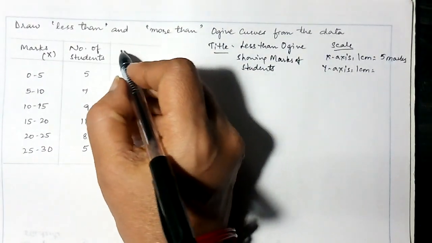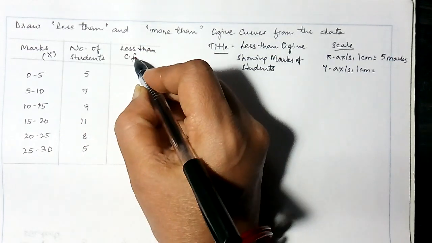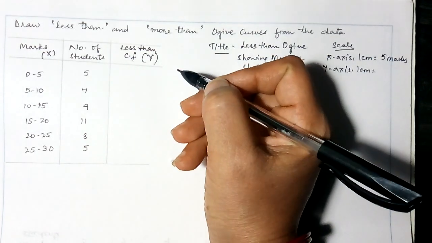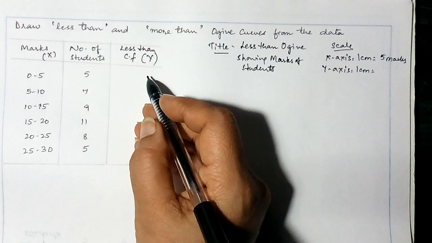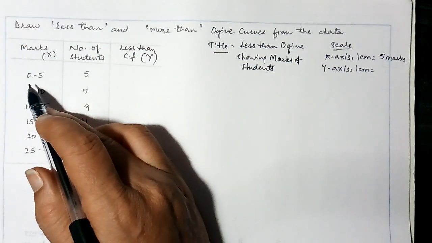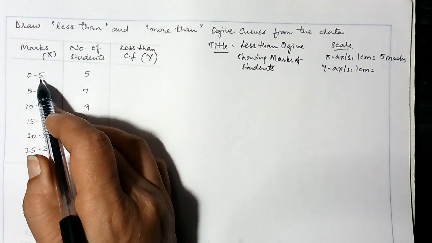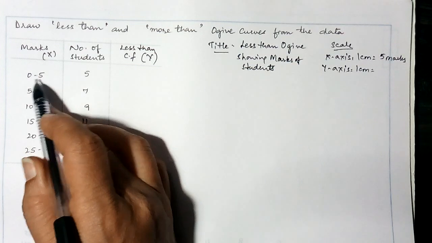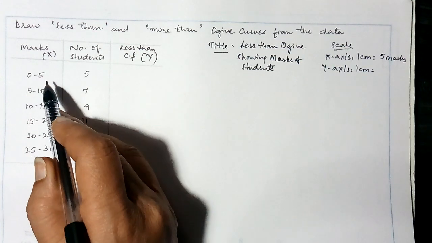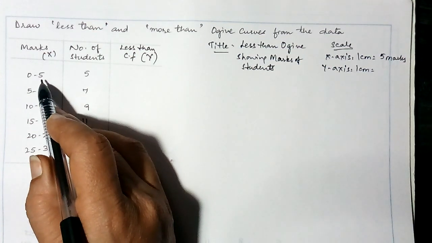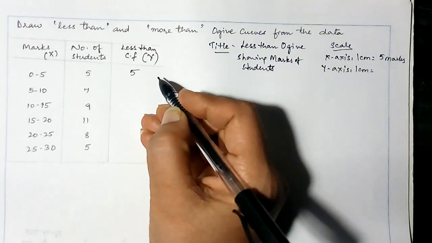So let's calculate what is less than cumulative frequency, and this is what we are going to plot on the y-axis. So when we need to calculate less than, let us see the upper limit of the class interval. The upper limit of the class interval is 5. So how many students have scored less than 5? If I say less than 0, it is meaningless. So we will have to consider the upper class limit. So less than 5 are 5. There are 5 students who have scored less than 5.